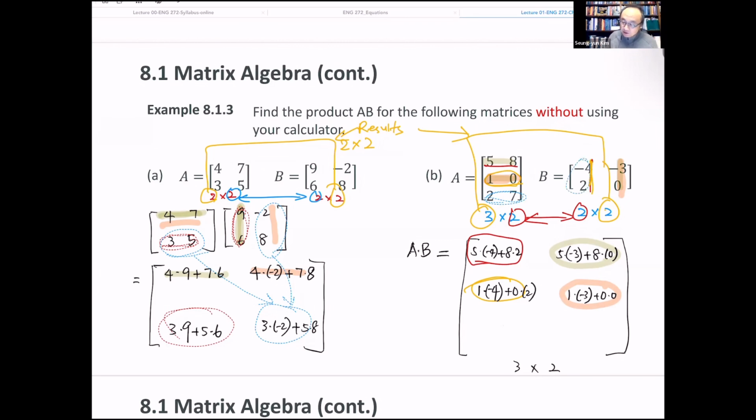Third row, first column is here: 2 times -4 plus 7 times 2. Third row, second column is going to be here: 2 times -3 plus 7 times 0.